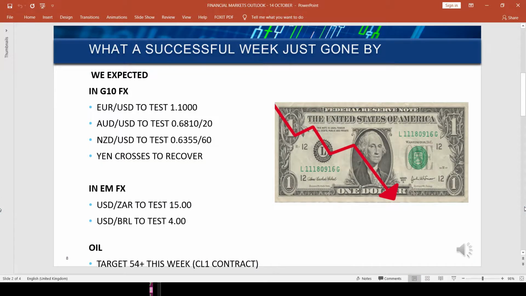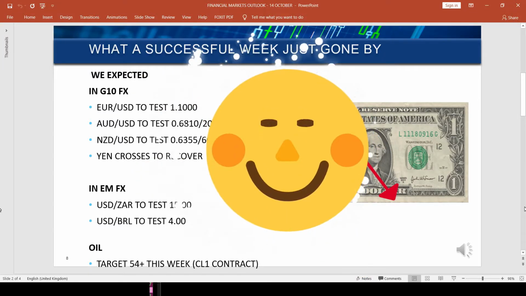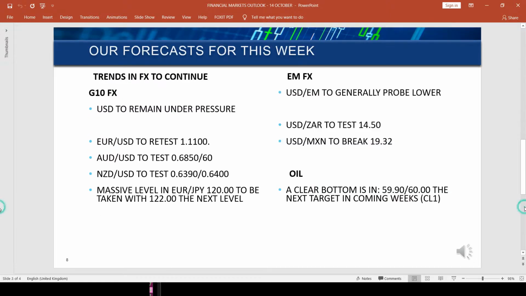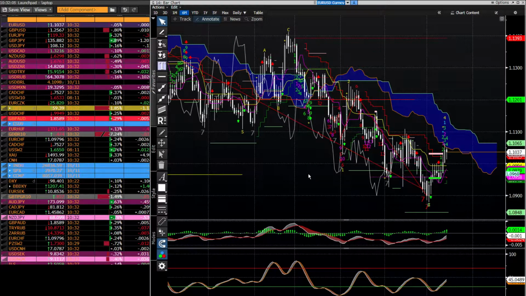Last week, we expected the dollar to weaken across the board. We expected euro dollar to test 110. That's exactly what has happened. And this week, we expect the same price action to continue to unfold. We expect euro dollar to test 111. Anyway, let's delve straight into Bloomberg and look at the chart and see what it is telling us.